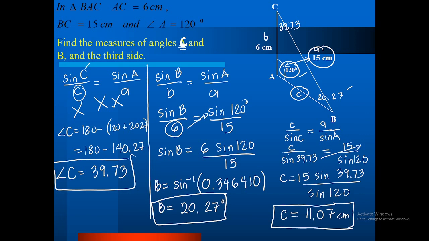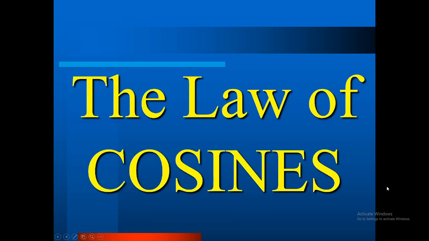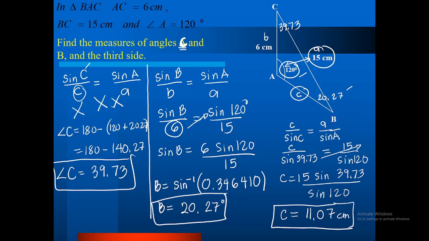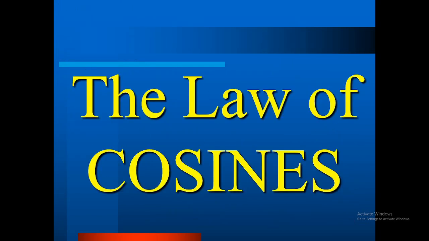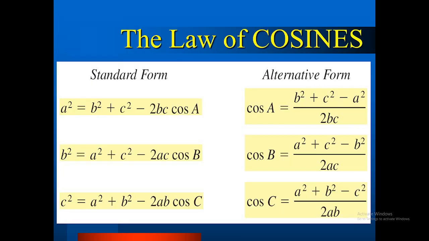Next. Let's have the law of cosines. Again, those were our examples for the law of sines. Let's have the law of cosines. So, we have here our formulas. So, take note of the formulas. If we are solving for the side, this is our formula. Let me make use of a red pointer.